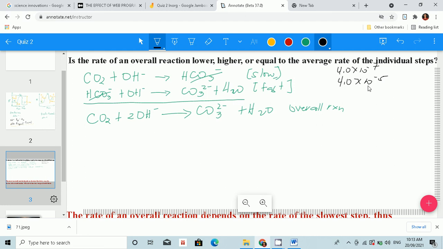So since this is fast, these two numbers have an average. The average is 4.0 times 10 to the negative 7 plus 4.0 times 10 to the negative 5. Now, we are asked if the overall reaction is lower, higher, or equal to the average rate of these two steps.